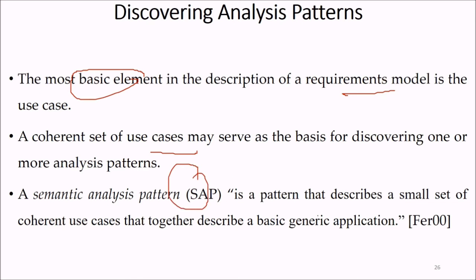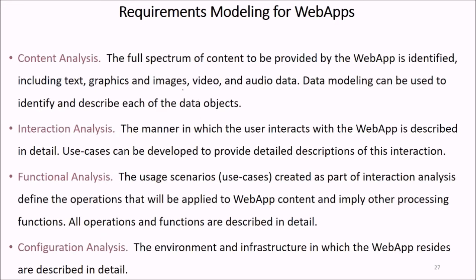So what is this? It is a pattern that describes a small set of coherent use cases that together describe a basic generic application. So that generic application can be used for any specific application. Then the web apps. Now web apps is very important. Web application. How are you going to go about requirement analysis and modeling for web apps?